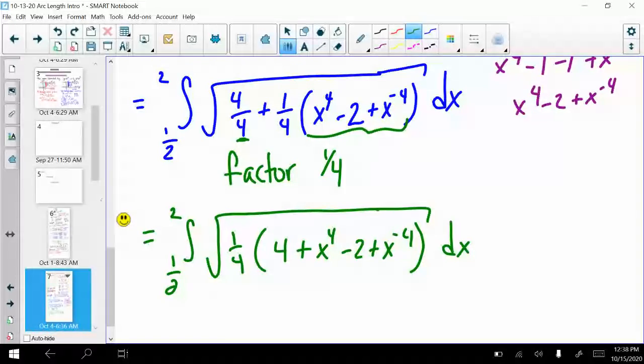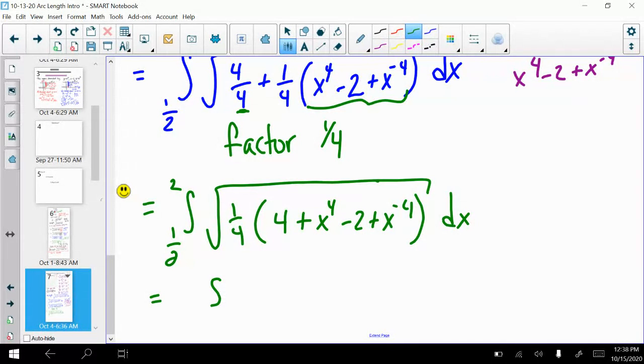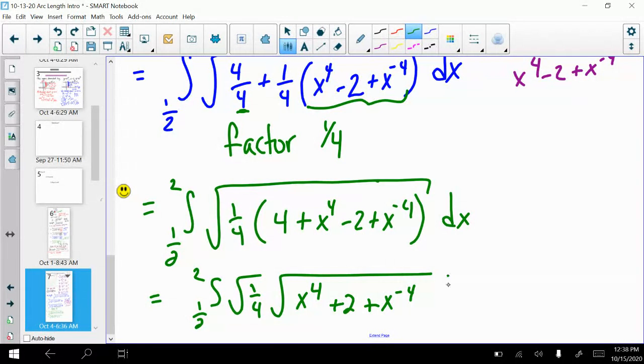And then we can split it up, as in the square root of 1/4 and the square root of the rest of that mess. The integral from 1/2 to 2 of the square root of 1/4 times the square root of x to the 4th plus 2 plus x to the negative 4th dx.